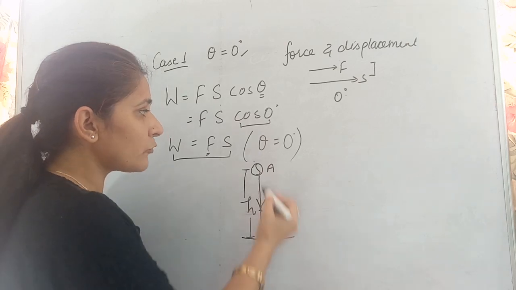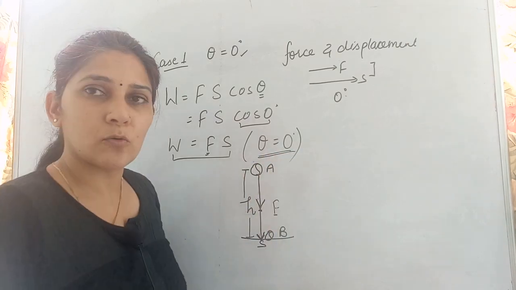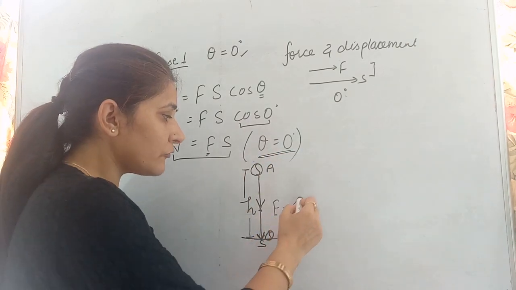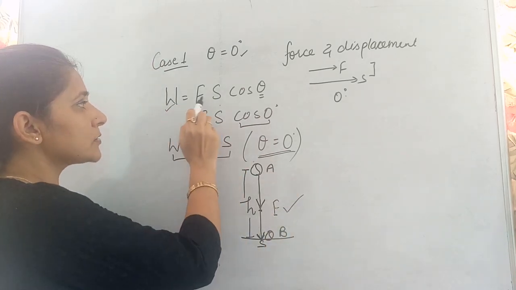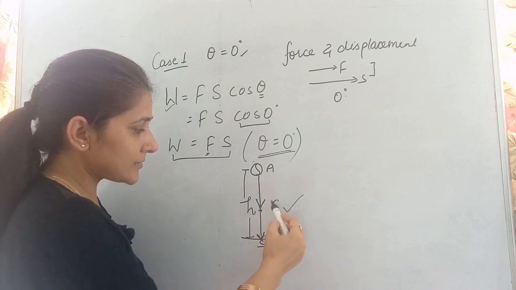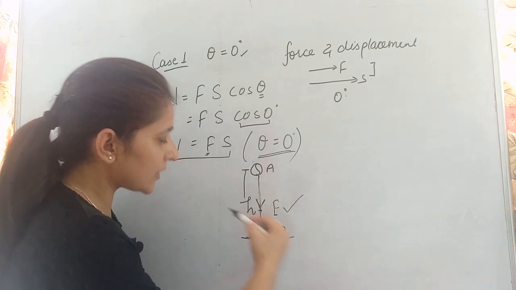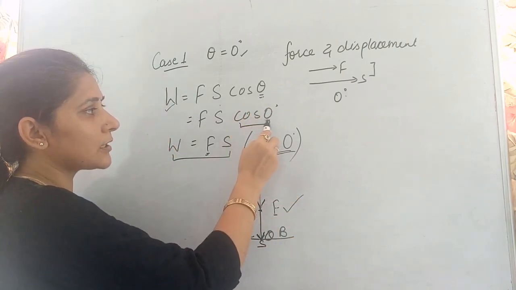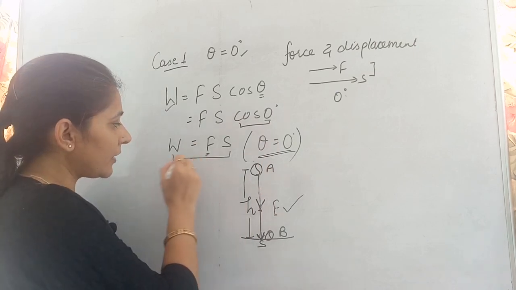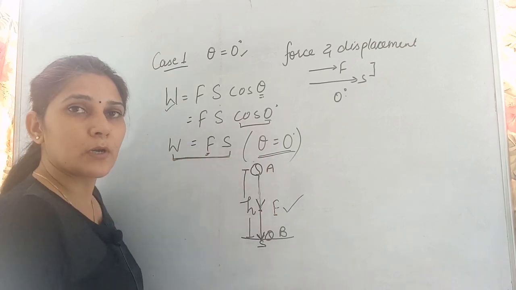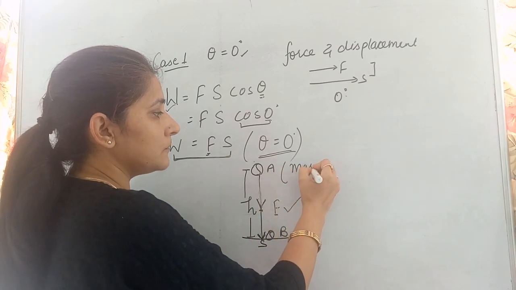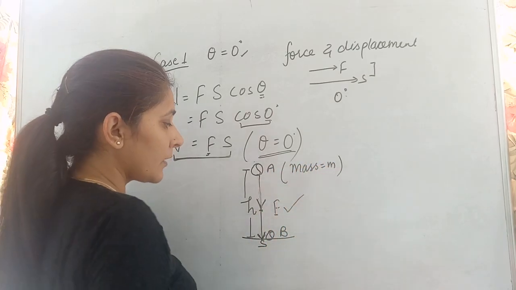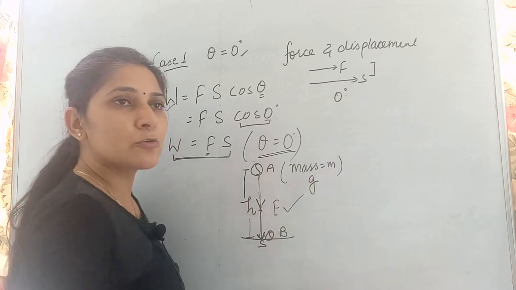In this situation, what is theta? Theta will be 0. To represent the work done for this kind of scenario, we use the formula W is equal to Fs cos theta. As I told you, force and displacement are both in the same direction, so theta becomes 0 degrees, and we are able to calculate work done by this formula. In this situation, suppose the mass of the ball is m and g is the acceleration due to gravity.